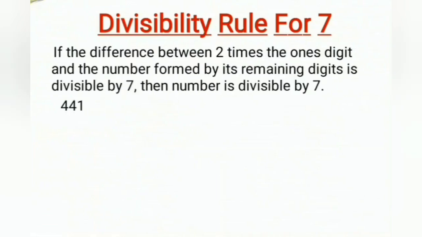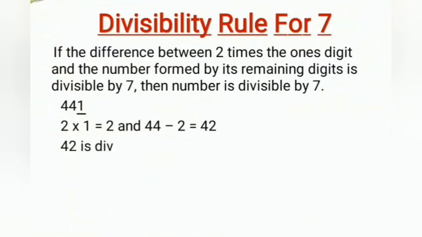Let's see an example, 441. Here the ones digit is 1 and the remaining digits form the number 44. So first we have to multiply 1 by 2, and 44 minus 2 is equal to 42. As 42 is divisible by 7, 441 is also divisible by 7.